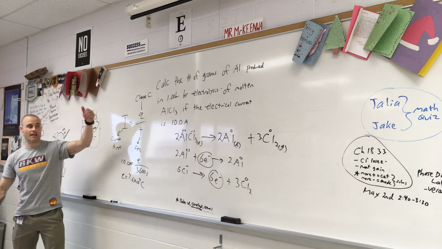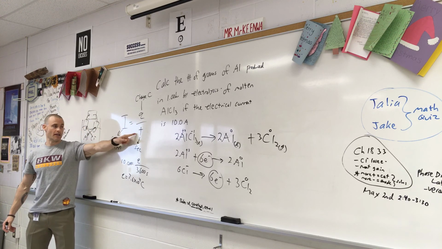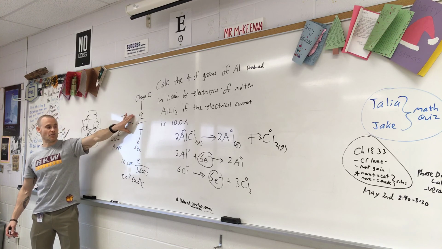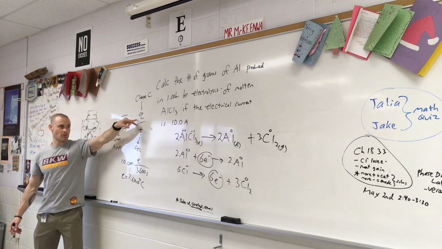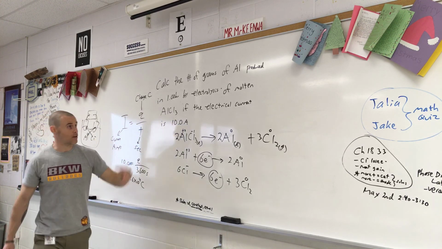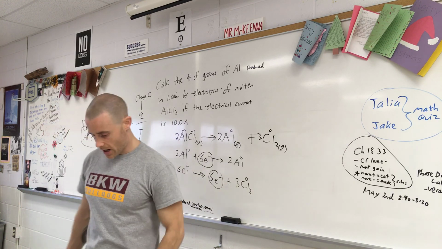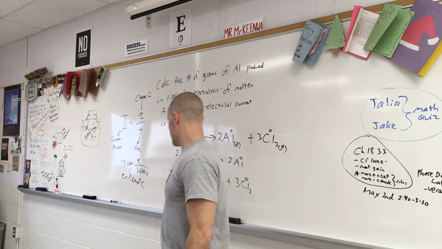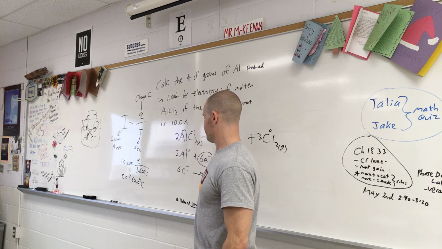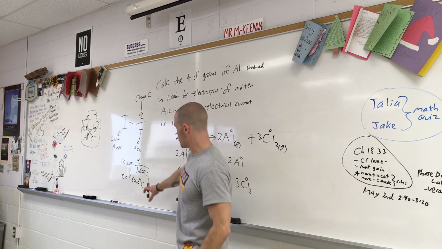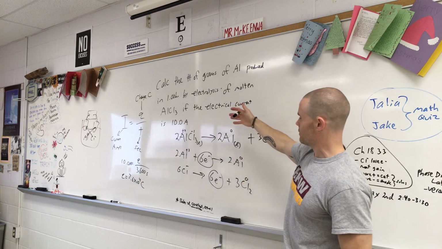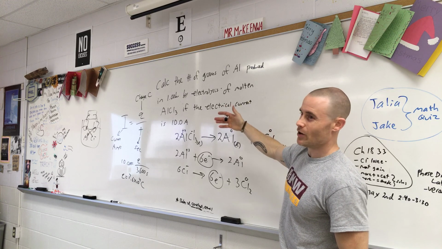So in this problem, they gave me the time in hours and the amps. For these types of problems, we always use this equation: seconds times amps gives coulombs. Now the question wants to know how many grams of aluminum. How do we go from coulombs to grams of aluminum? I really don't have time to do it.